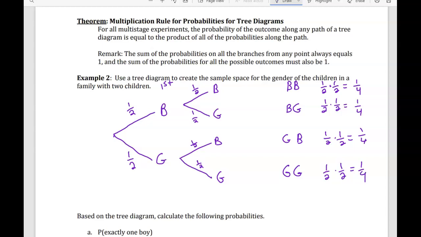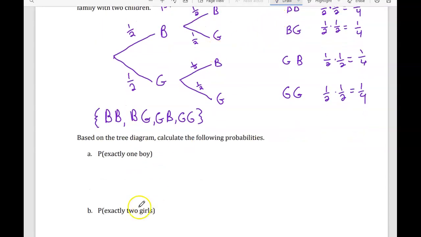So these are my outcomes, my sample space. My sample space would be boy-boy, boy-girl, girl-boy, and girl-girl. And then these are the probabilities of getting each of those. Now, based on the tree diagram, what is the probability of getting exactly 1 boy?